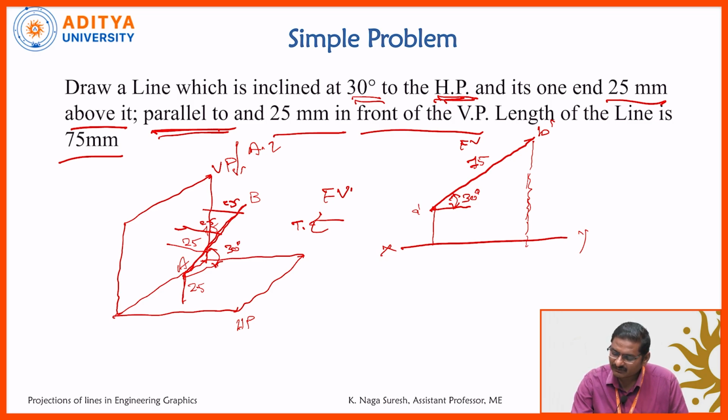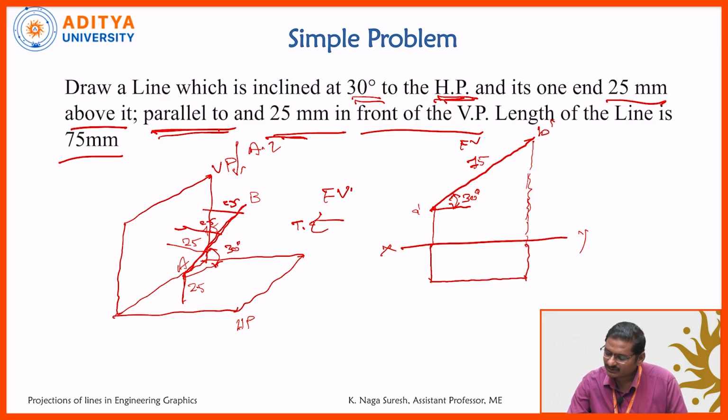So the apparent length is visible in the top view. How is it visible? The original true length is visible as a reduced length, which is called the apparent length. In the top view it is also 25 mm in front of the VP. So when you see the top view, the parallel line is at 25 mm from the VP.